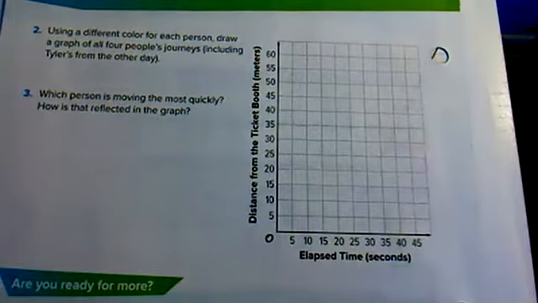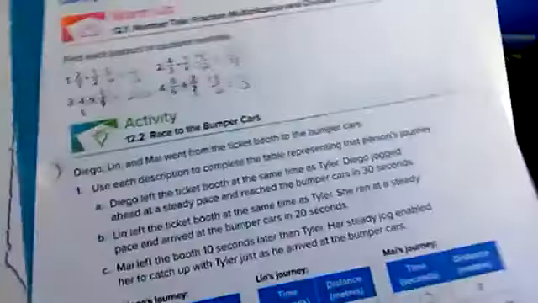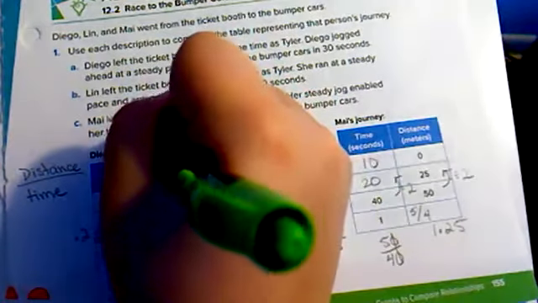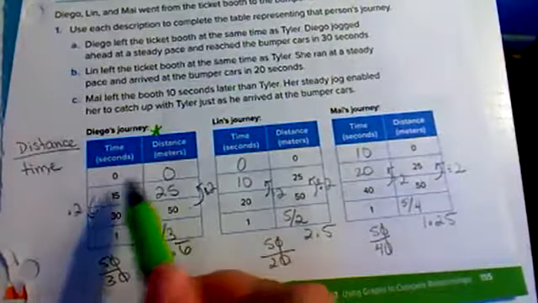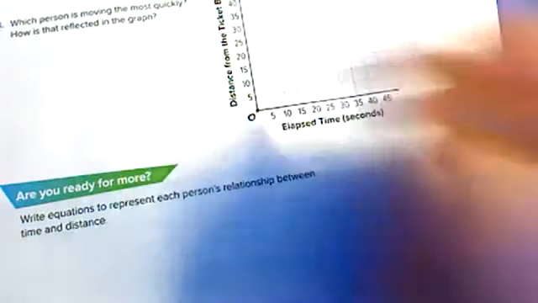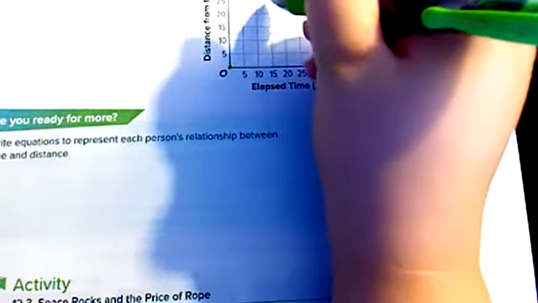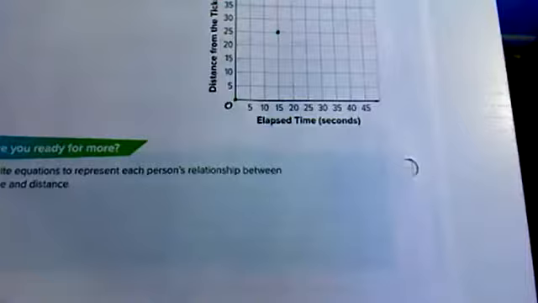So one of the first things that I want to do is color code everybody. I'm going to start with Diego's, and I'm going to make Diego's green. So Diego's points are all going to be green. I know Diego's going to start at 0, 0. So I'm going to put a point on 0, 0. Then he goes 15, 25. I'm going to go over 15 and up to 25, and place a dot for that.